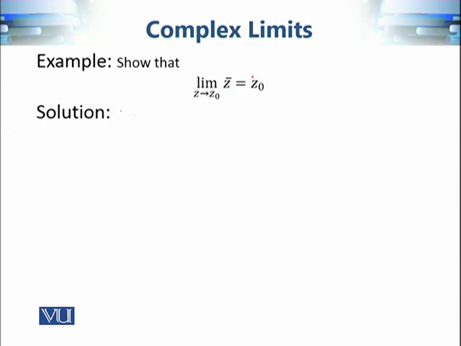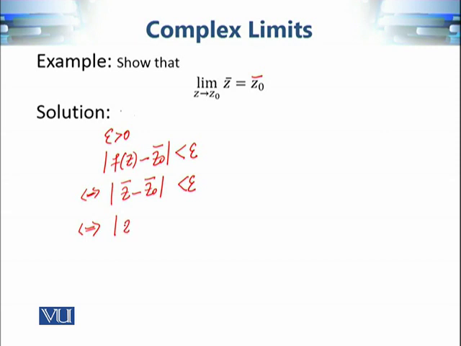Now let's see how to prove that this limit is equal to z0 conjugate. Take epsilon greater than 0, and what do we want to prove? We want to prove that the modulus of f of z minus z0 conjugate should be less than epsilon. This happens if and only if the modulus of z conjugate minus z0 conjugate is less than epsilon, and this happens if and only if the modulus of z minus z0, whole conjugate, is less than epsilon. We are just using elementary properties that we have discussed about complex numbers, and we also know that the modulus of a complex number and the modulus of its conjugate are the same. So this implies the modulus of z minus z0 should be less than epsilon. This gives us an idea about delta.